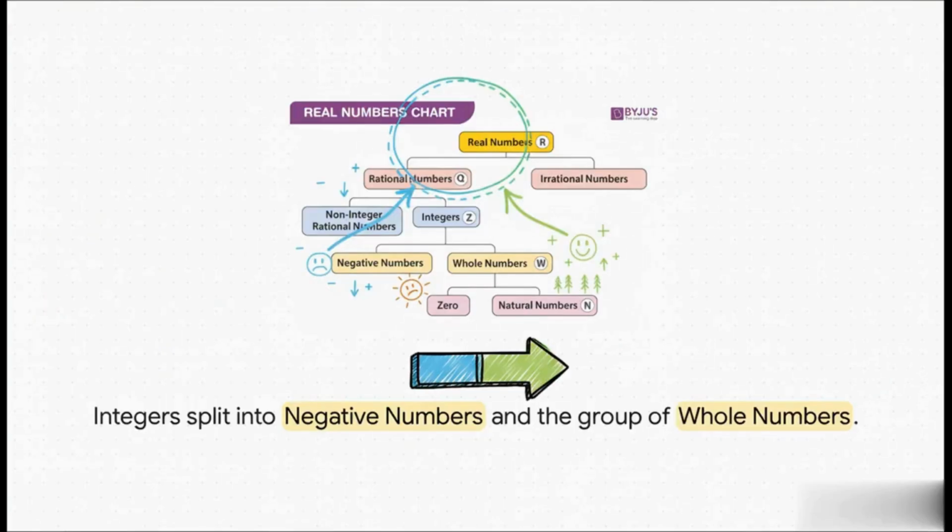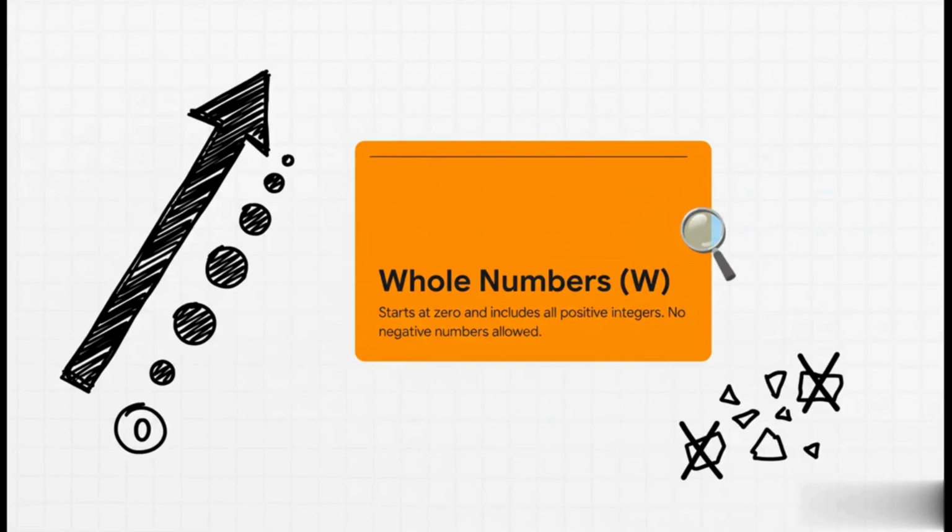So yeah, even the integers have their own split. On one side, you have all the negative numbers, and on the other, you find this very specific, very important group called the whole numbers. Whole numbers are pretty much what they sound like. They're complete, not fractions, but they have one crucial rule. They start at 0, and they only go up. The negative integers are not invited to this party.